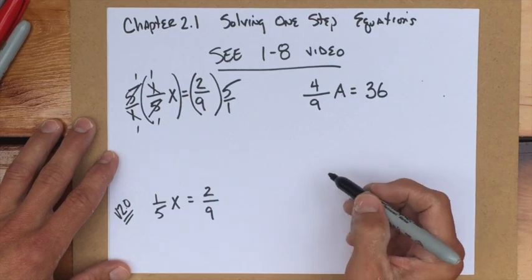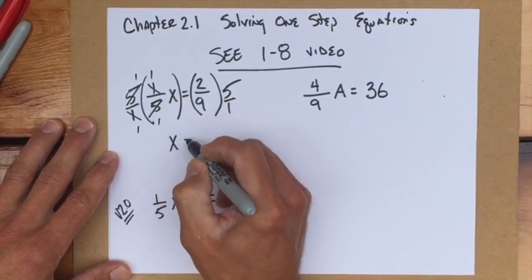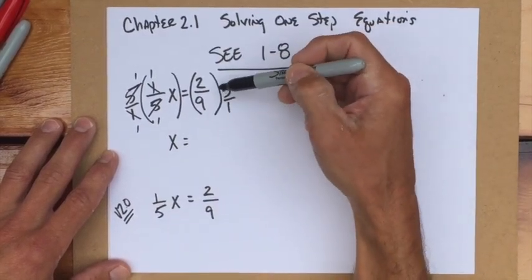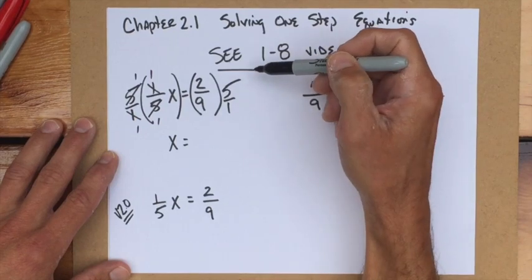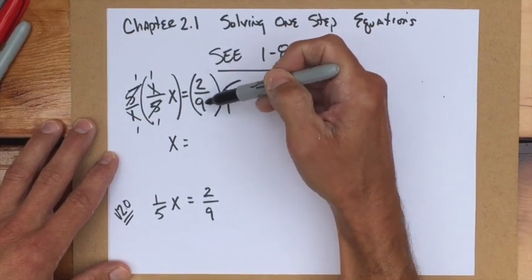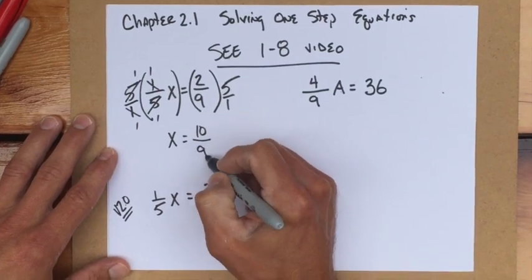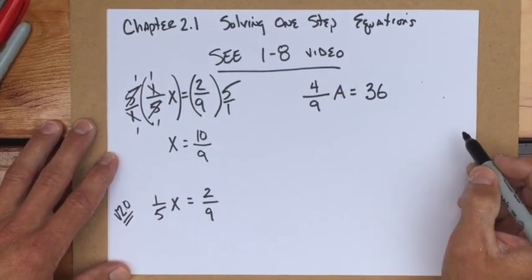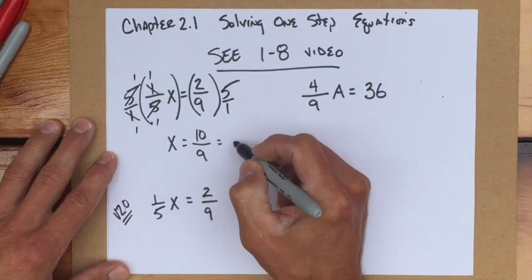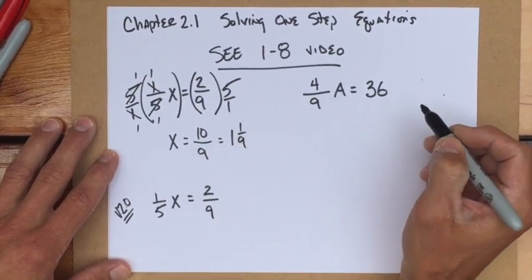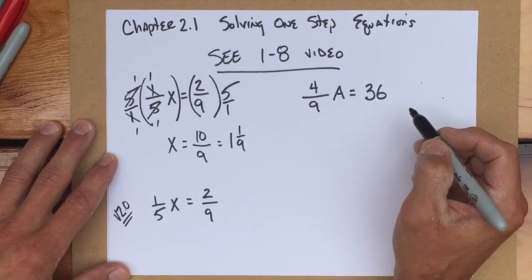A 1 would remain behind, which again isn't really needed, and then I'm going to get x is, now over here I'm going to look for cross canceling. I don't see any, so I'm going to do top times top, bottom times bottom. I'm going to get 2 times 5 is 10. 9 times 1 is 9, and if you're in an algebra class you can probably leave it as 10/9, or if you want or your teacher needs it, you can give it to them as a mixed number.